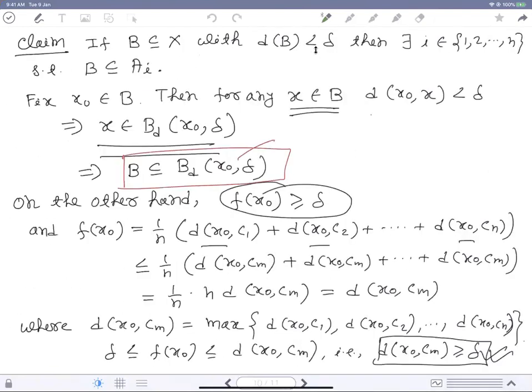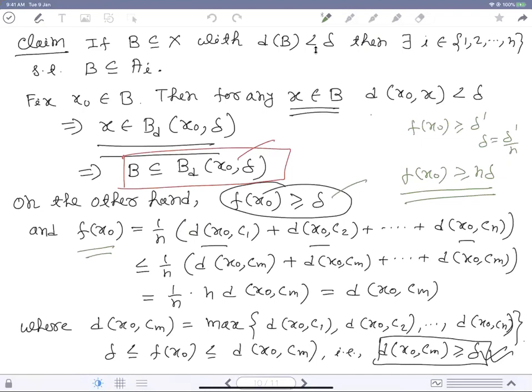See, in that case, what will be my f of x0? f of x0 will be less than or equal to n times d(x0, Cm). And in that case, f of x0 will be bigger than or equal to n delta. Why n delta? Because f of x0, what is the least value? That is delta dash, and we have assumed that delta is equal to delta dash by n. Therefore, f of x0 is greater than or equal to n delta, and here also you will have n times d(x0, Cm). So we will get the same inequality, that d(x0, Cm) is greater than or equal to delta. So all the proof will be the same.